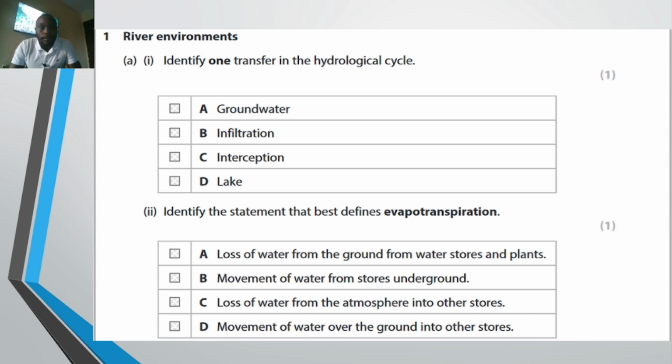Infiltration, is it a transfer? Interception, is it a transfer? A lake, is it a transfer? What do you think?